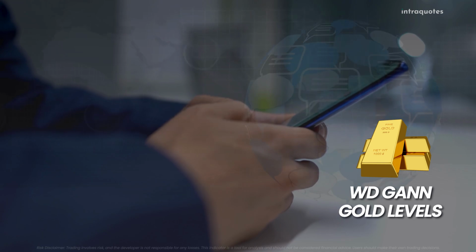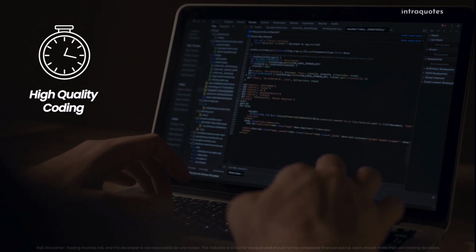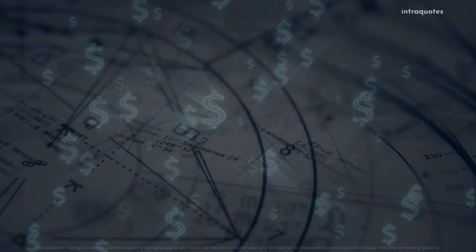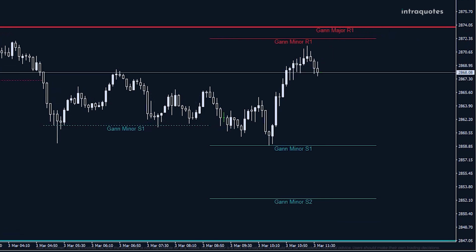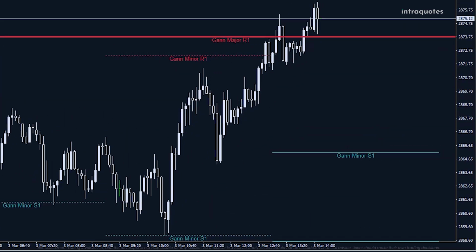I am excited now because I've received so many requests to build a Gann indicator for gold. I have been working on this indicator for a very long time now. Even though the scaling and calculation were extremely difficult, I have finally built it. So here's the video guidance on how to use this powerful indicator for gold intraday trading.